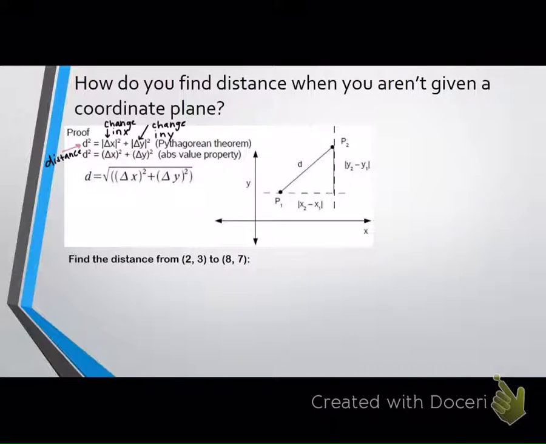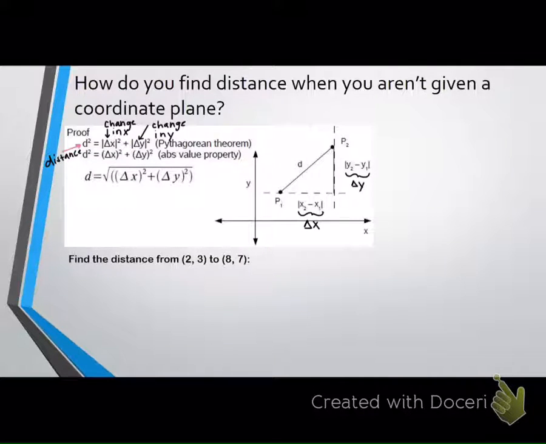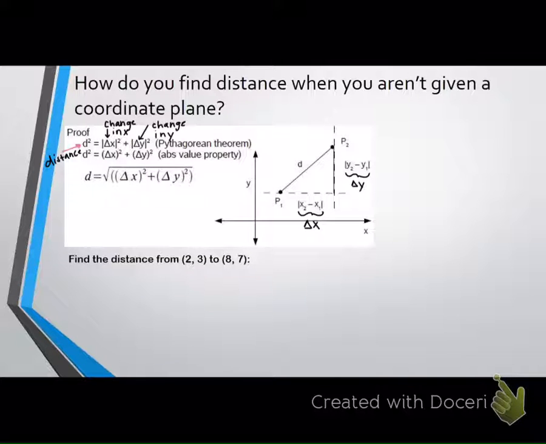So if you're looking over here, this thing is the same thing as delta x, and this thing is the same thing as delta y. That's how you would figure it out. You look at the change in the numbers, so you subtract them, and distance is always positive. That's where that absolute value comes in. So those lines are absolute value because distance is always positive.